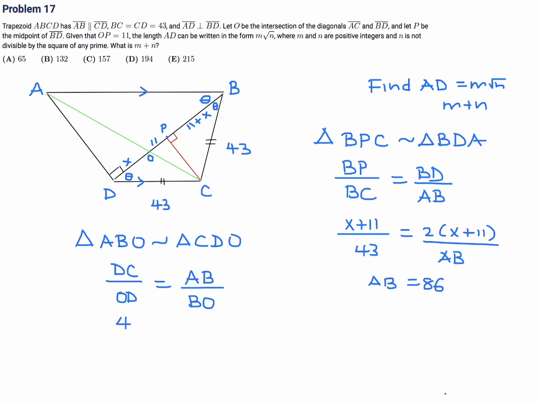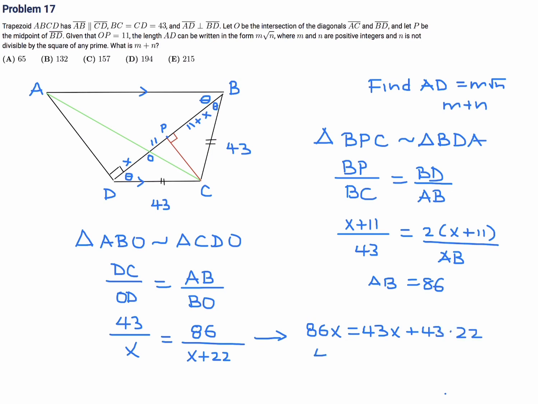So that would mean DC is 43, OD is X, AB I just got was 86, and then BO is X plus 22. So we've got to do a little bit of math here. Cross multiply and you get 86x is equal to 43x plus 43 times 22. So that means 43x is 43 times 22, and therefore x has got to be 22.